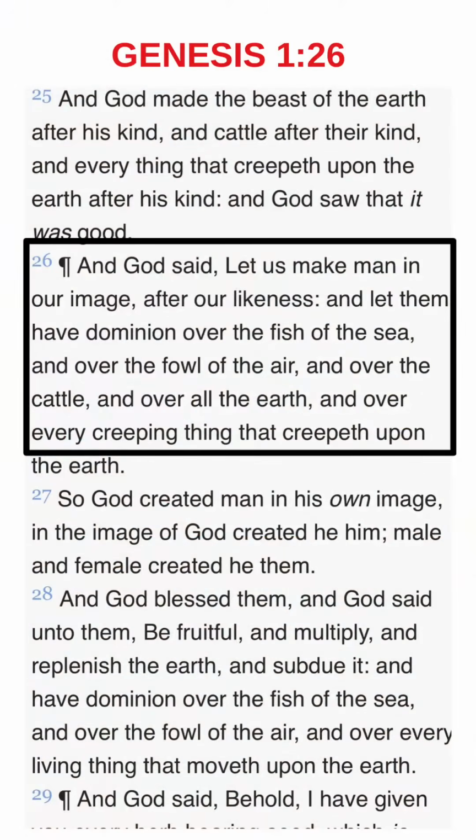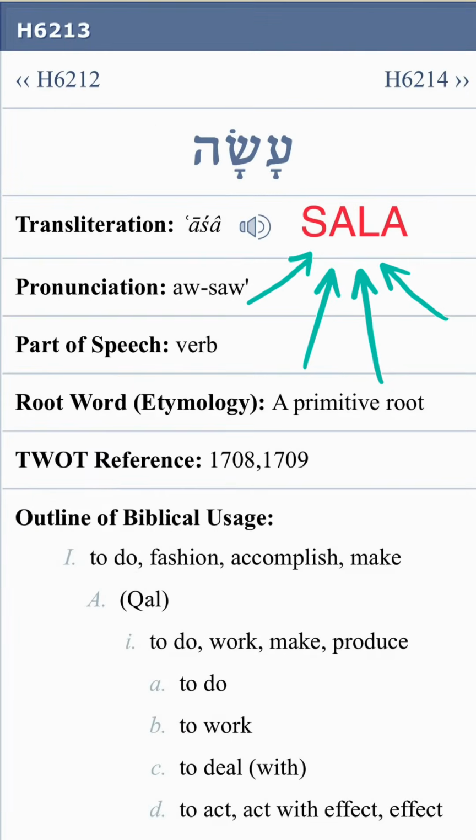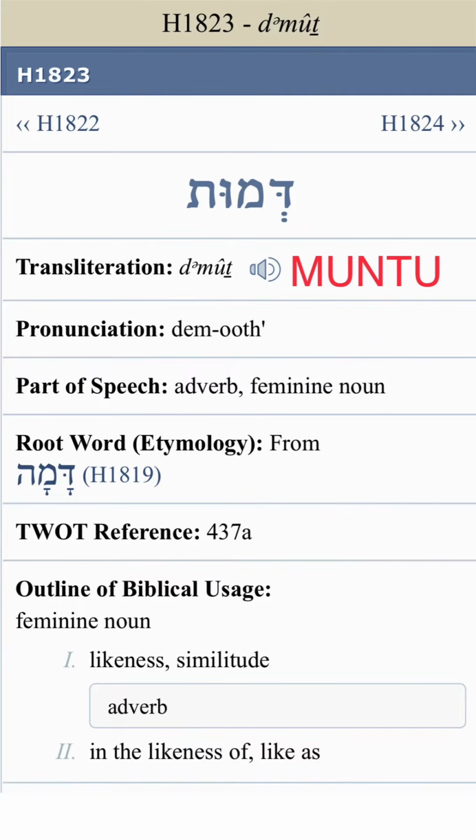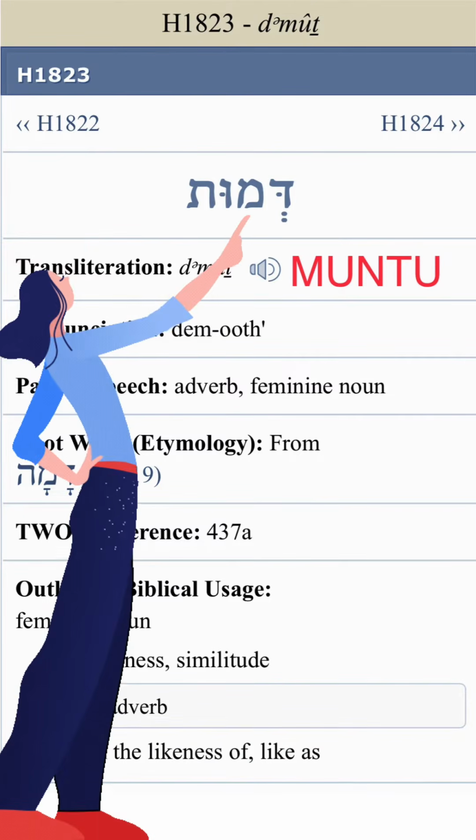Genesis 1 verse 26. And Elohim said, let us make man in our image and after our likeness, and let them have dominion. The Hebrew word for make, asa, is actually the Lingala sala, which has the same definition: to do, to accomplish, to make, to work. Yes, to work. Sala.